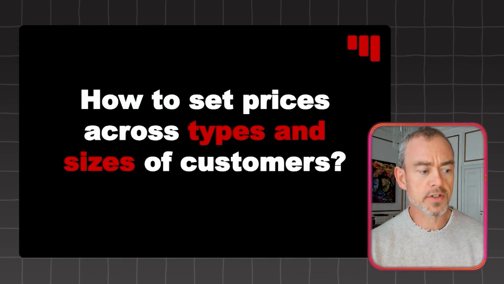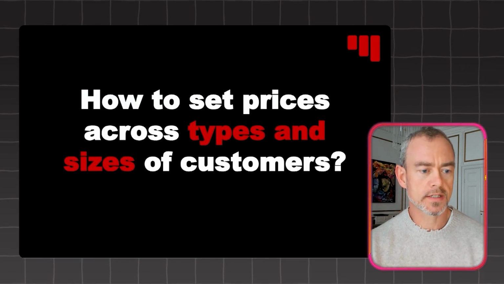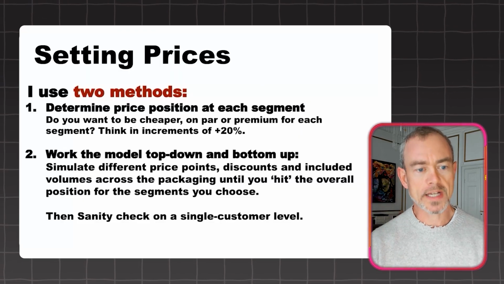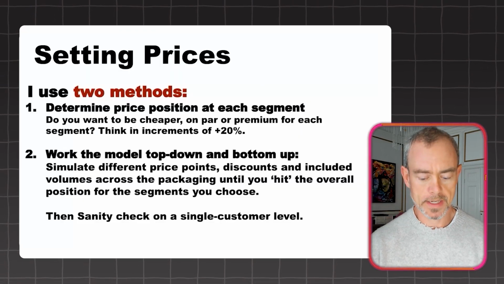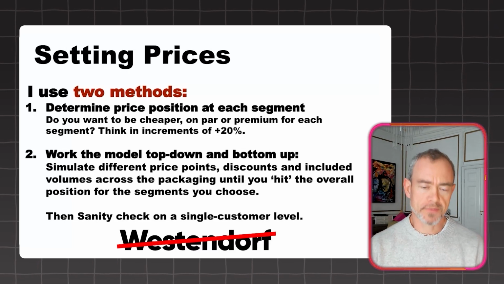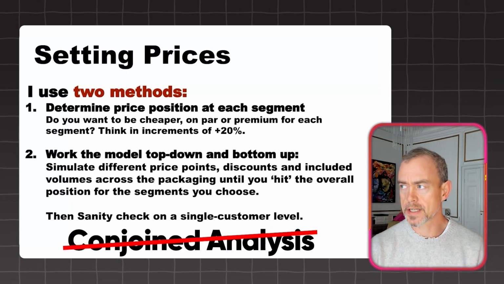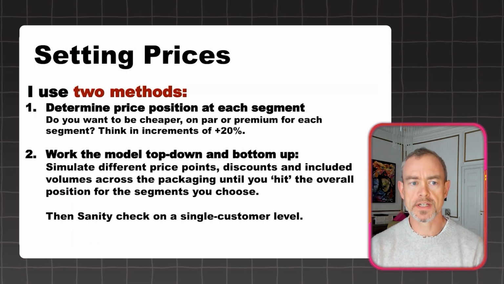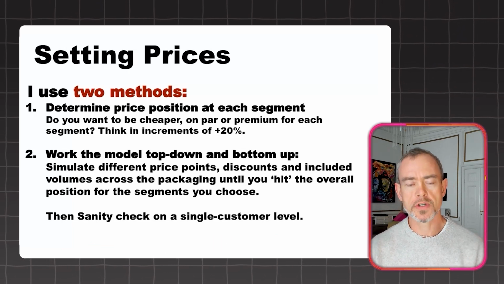So that is also exactly how I set prices across types and sizes of customers. The first step is to determine what I call price positioning at each segment. And I just want to showcase what I mean here. I actually don't do a lot of Van Westendorp. I don't do a lot of conjoint analysis. I don't do a lot of A/B split testing. And the only reason I don't do a lot of those things is that my customers usually have lower volume.